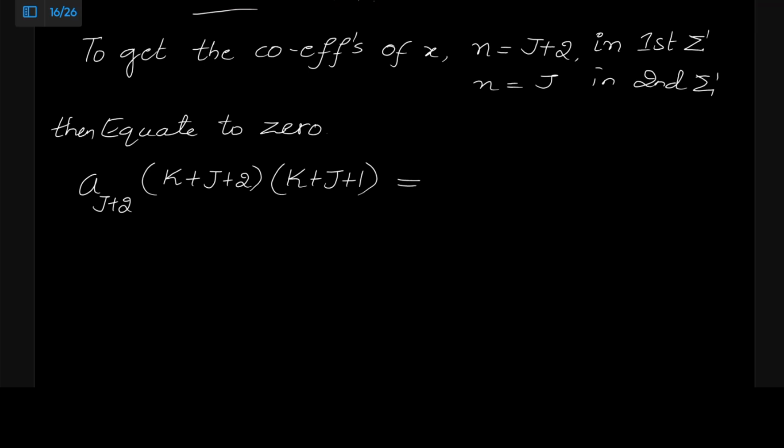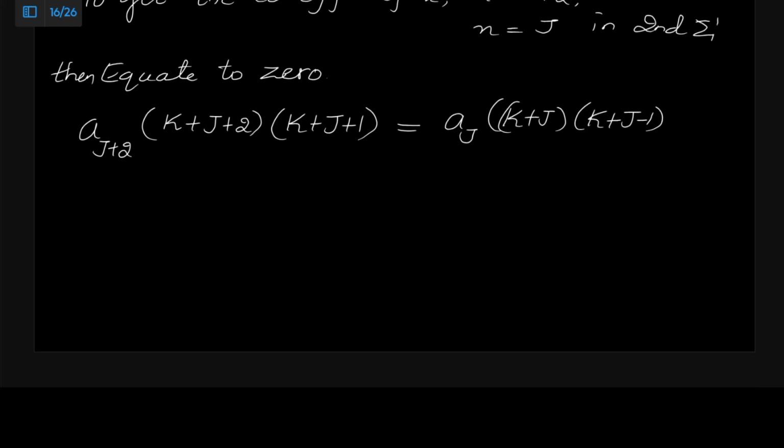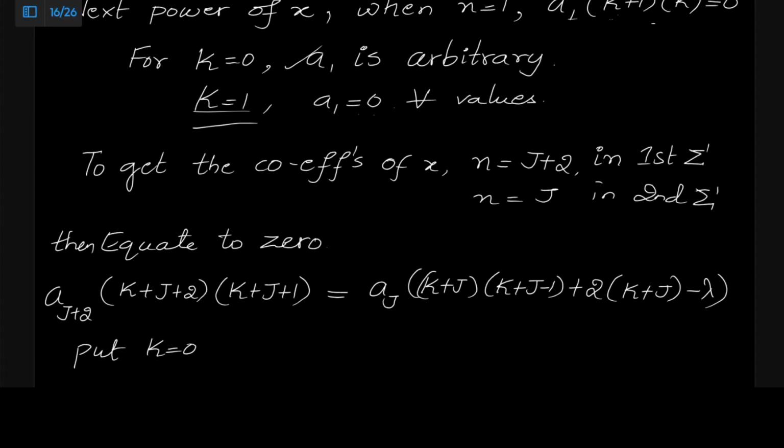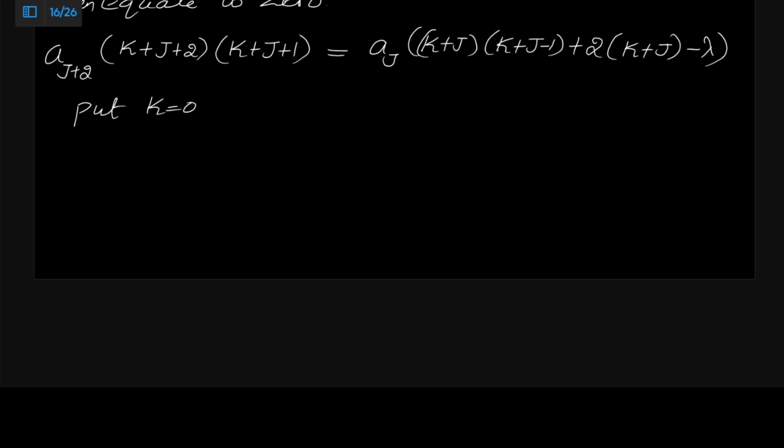I'll take that minus term to the other side. It would be aj, because the second term is containing n value as j. So k plus j into k plus j minus 1 plus 2 times k plus j minus lambda, right? Now I'll put those conditions. k is equal to 0, because k is equal to 0 is the case in which a1 is becoming an arbitrary value. Yes, that a1 term exists.